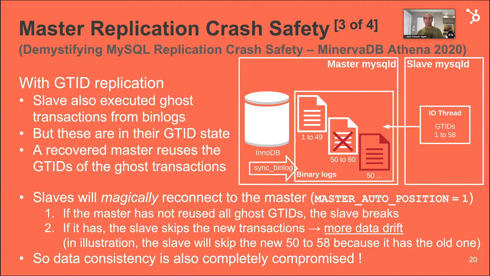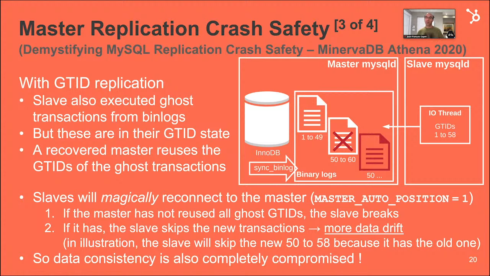With GTID, in this example, GTIDs 50 to 60 are lost after a crash. So the binary logs matching GTID 60 are lost after a crash. The master starts and only sees 49 in its GTID set. So it starts creating transactions in a new binary log, GTID 50, 51, and so we have the old 50 and the new 50.